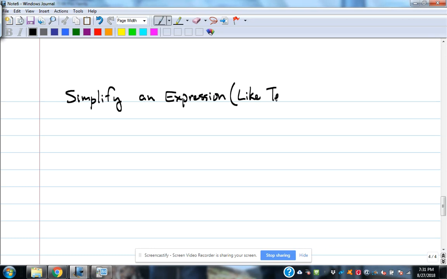What we're doing here is we're looking for like terms. Remember that word from an algebra class in the past? Like terms is what we're looking for. So we're going to simplify an expression by putting the like terms together.